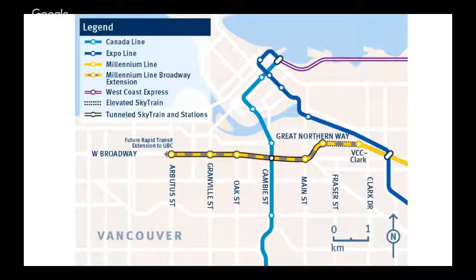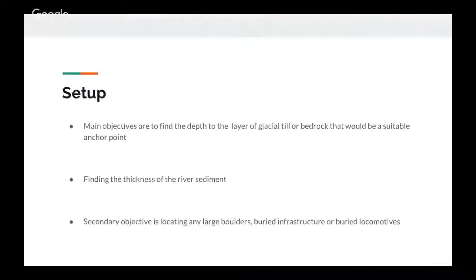So as you can see, this is the setup. VCC to Great Northern Way is the above ground. Everything else is below ground. Hopefully we get the extension line extended to UBC one day after we've all graduated.